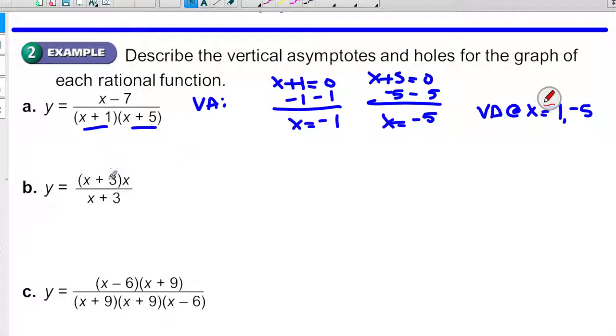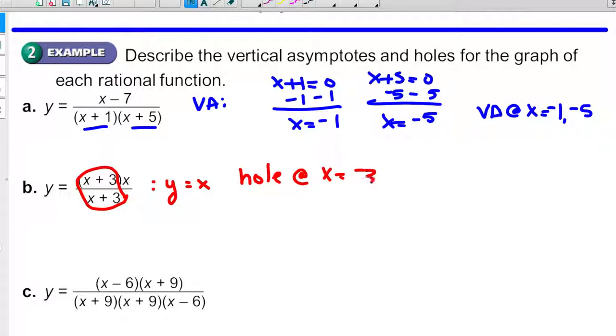All right, moving along to B. Well, we have this x plus 3 over x plus 3. Well, that's going to create a hole. And see how that circle mimics a hole? That kind of helps. So if we reduce that, we're left with y equals x, but we can't ignore this. So then you have a hole at x is negative 3. And we got that because you set it equal to 0, and you subtract 3 from both sides.